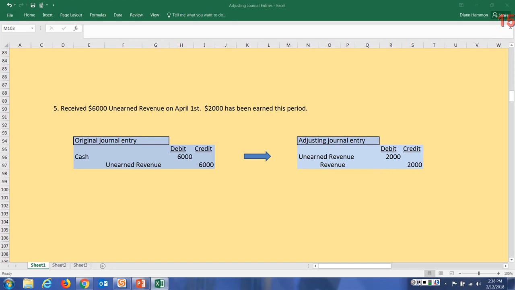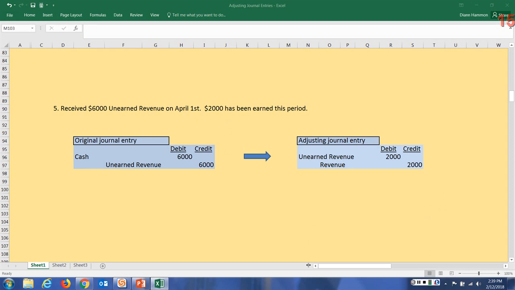Okay, now let's look at an example of unearned revenue. So for this scenario, $6,000 in unearned revenue was received on April the 1st. So at that time, the original entry you see on the screen would have been $6,000 debit to cash and a credit to unearned revenue for $6,000. Now this period, $2,000 has been earned. So the way that you would recognize that adjusting entry would be to record unearned revenue with a debit of the $2,000. And then credit the actual revenue for $2,000. So now you are recognizing some revenue earned, and this is decreasing the amount of unearned revenue.